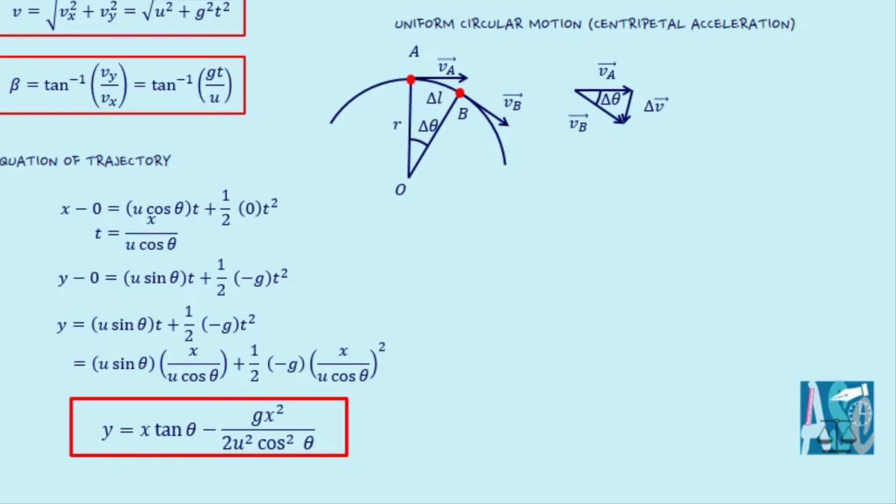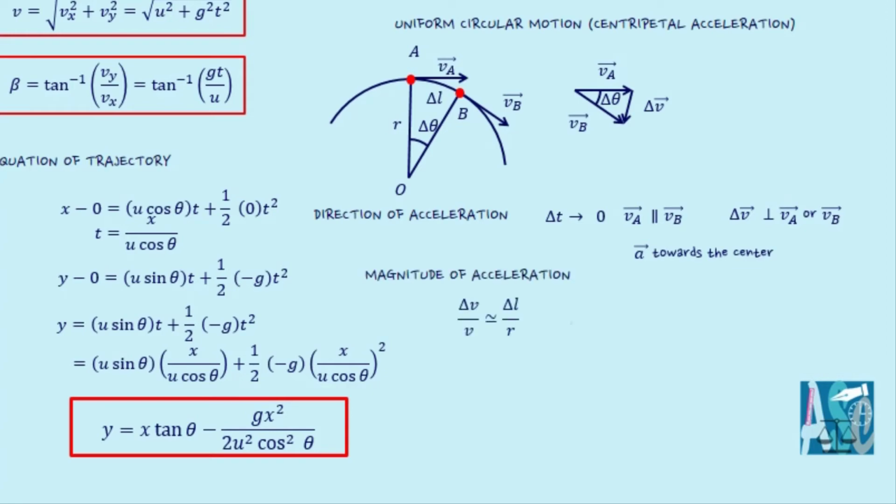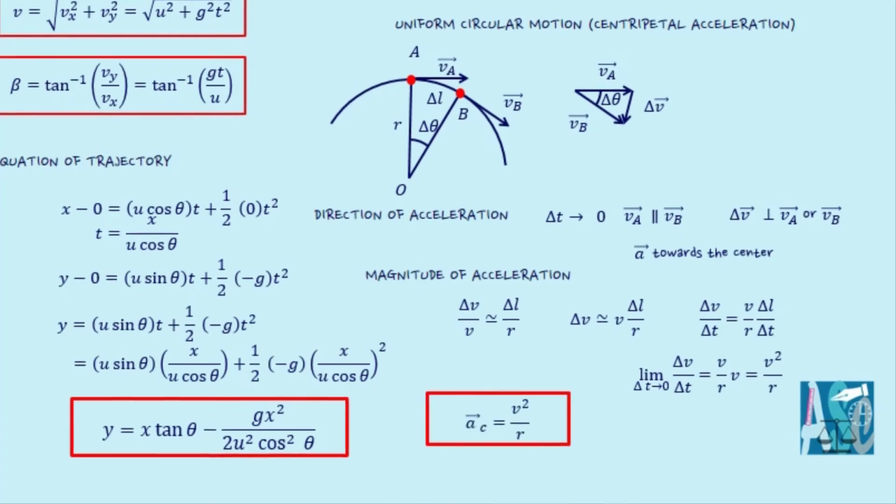We can form the velocity vector diagram from the above diagram, and if we consider the time interval to be infinitesimally small, then the vectors Va and Vb become nearly parallel to each other, and the vector representing the change in velocity becomes perpendicular to both Va and Vb. Hence, the direction of acceleration, named centripetal acceleration, is towards the center of the circular path. Its magnitude can also be derived from the diagram, and its instantaneous value is v square by r.